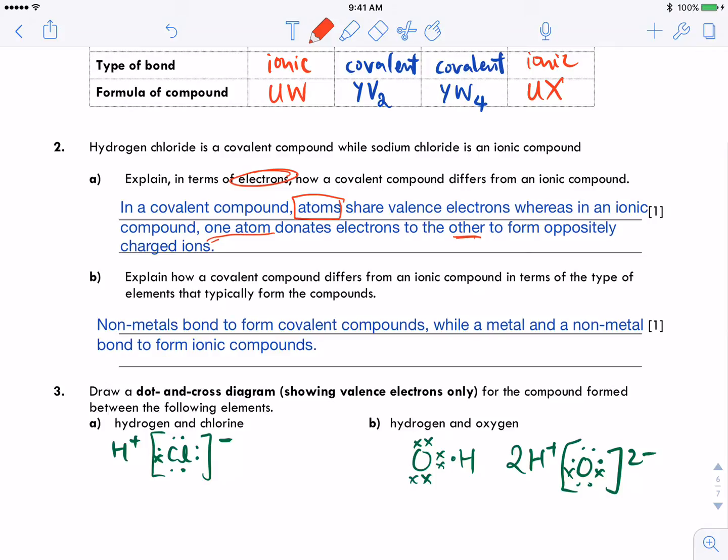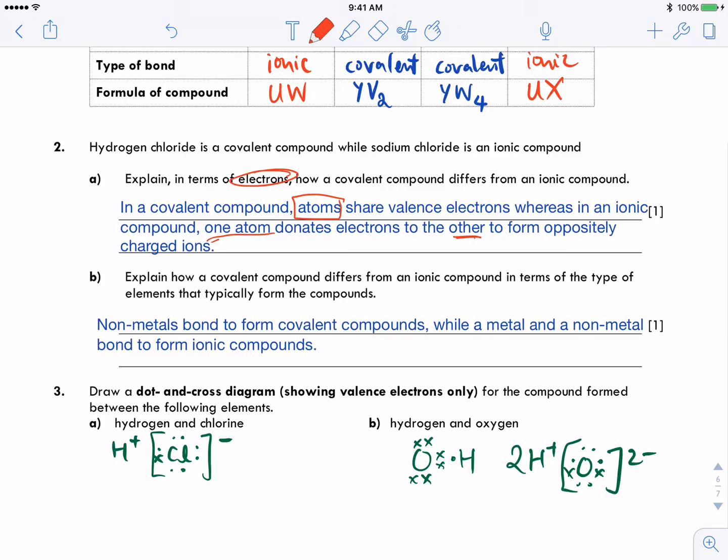There are students who told me that in a covalent compound, ions share valence electrons. Take note that we can only use the word ion in ionic bonding, and that is after they have donated their electrons. Okay, so the use of the words atoms, element and ions, you need to take note of it.